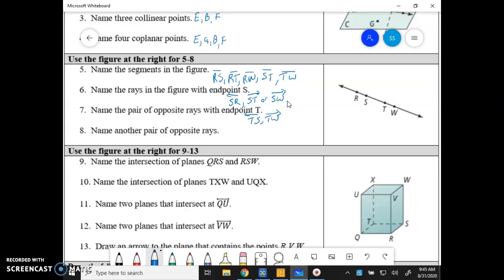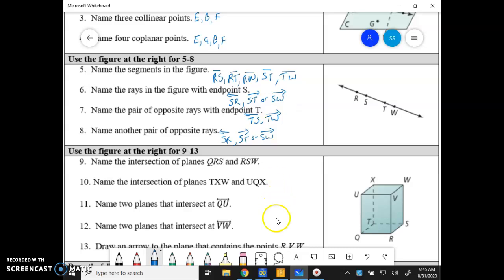All right, name another pair of opposite rays. That would have to have the endpoint S. Okay, so I could say SR going this way, or ST going the other direction. Or I could label that same ray SW. Okay, hopefully we recognize that's the same ray, it's just a different way to label it.